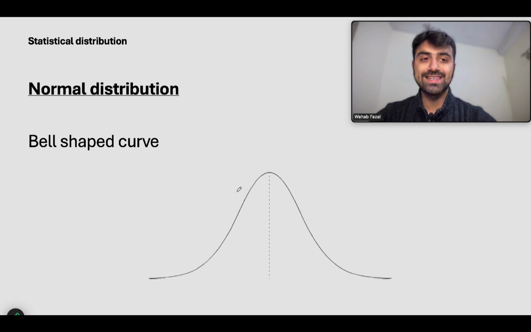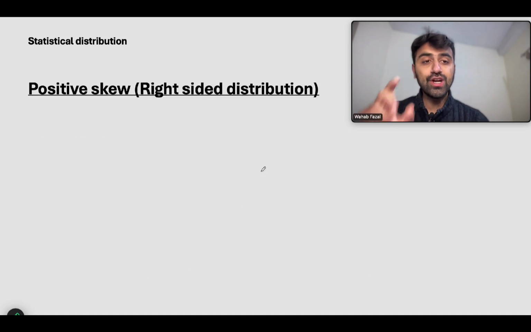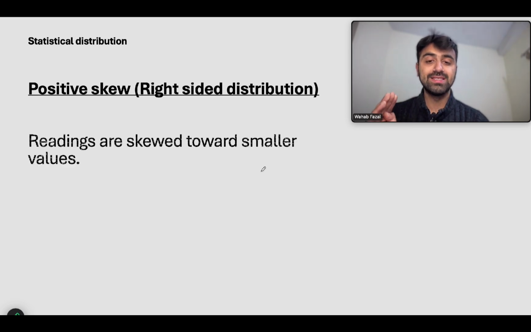So what this means essentially is that in your population there is a repetition of one particular value, which is this, and your data is equally distributed on both sides of this one particular value, which gets repeated again and again. This is symmetrical. This is normal distribution. Then we're going to talk about something called a positive skew, or a right-sided distribution. That means that your data readings are skewed towards smaller values.